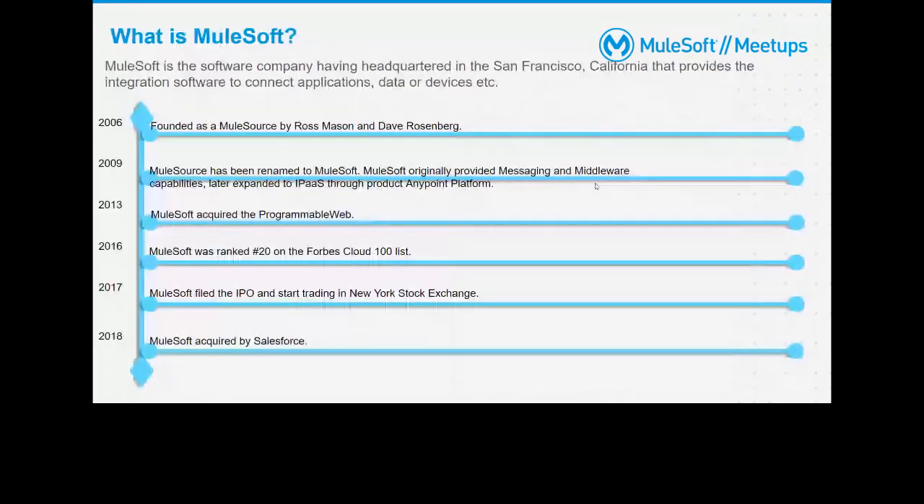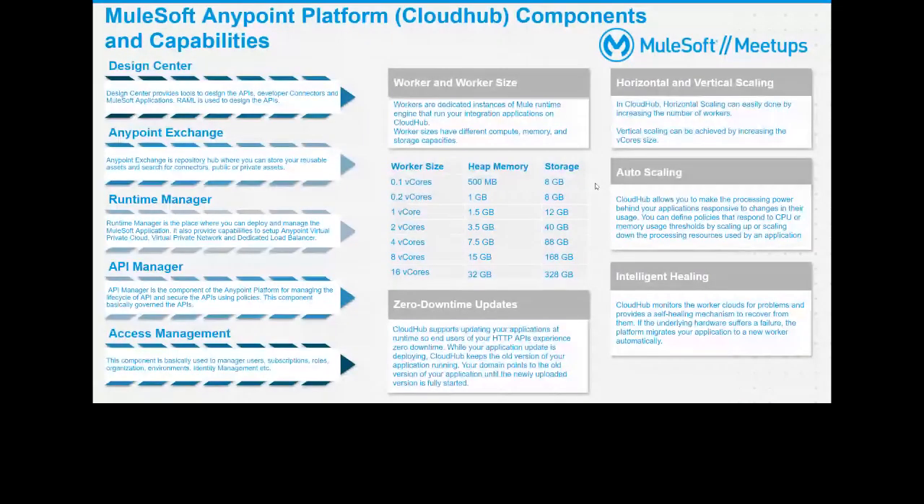When you deploy your MuleSoft application into Runtime Manager, you have the option to select how many workers you need to assign to that particular application and what the worker size will be. You can assign those using your Runtime Manager. Workers are dedicated instances of a Mule runtime engine that you can run your integration application on in the cloud. When you deploy your application into Runtime Manager, you select one worker or two workers.